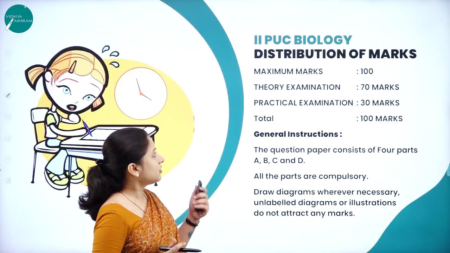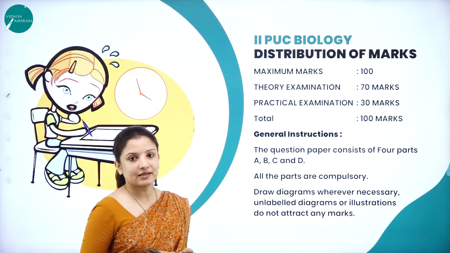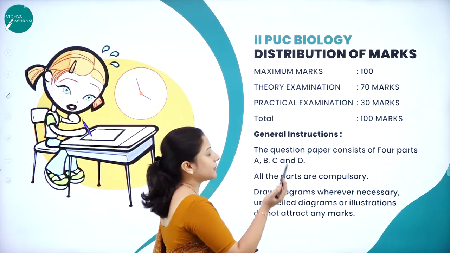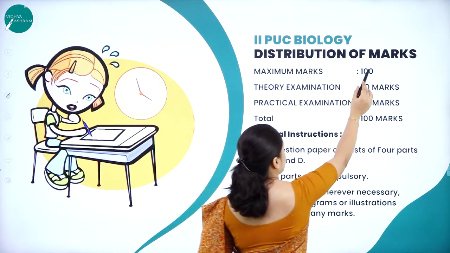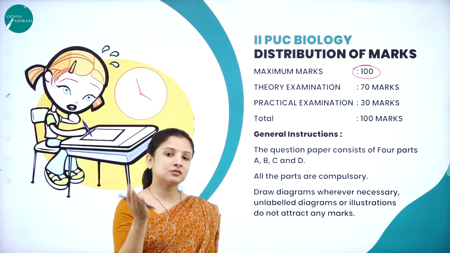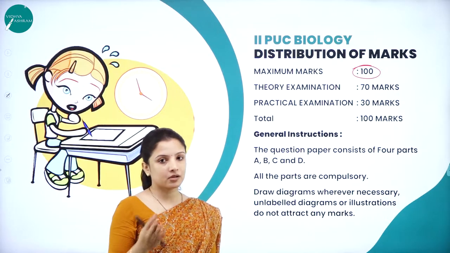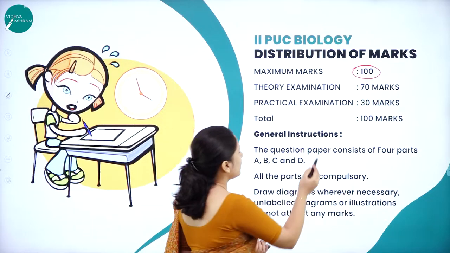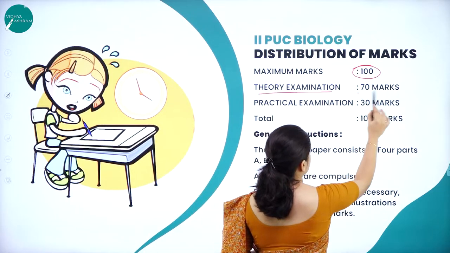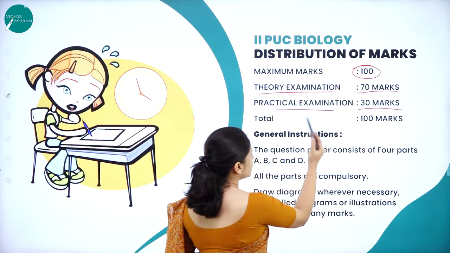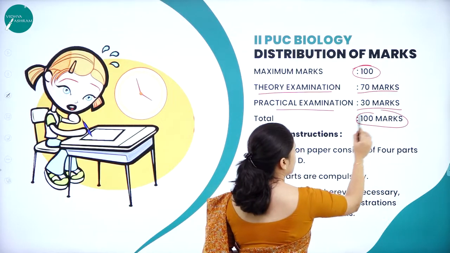Next, moving further, the distribution of marks, that is for your theory exam. How are the marks actually distributed? So, the maximum marks you'll be writing the paper for is 100. But 100 means 70 for theory and 30 for practicals. So, you'll be writing your theory examination for 70 marks, wherein the practical examination is for 30 marks. Total, the paper will be for 100 marks.